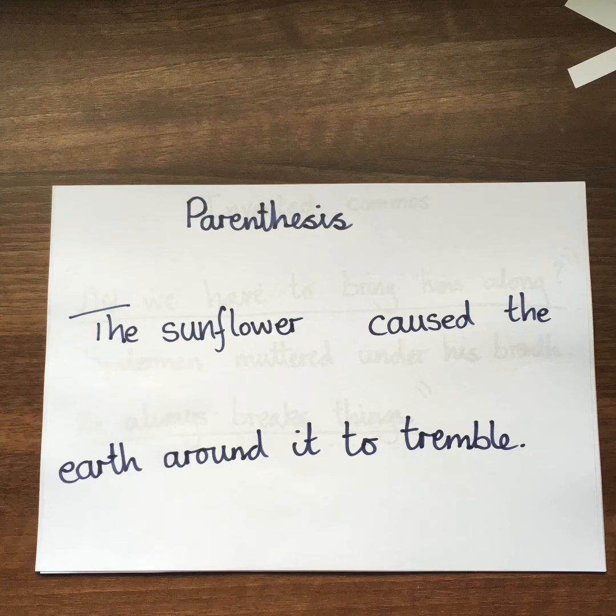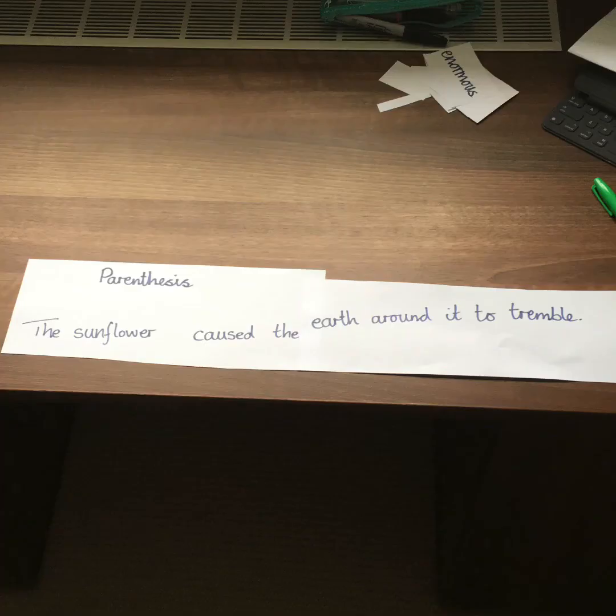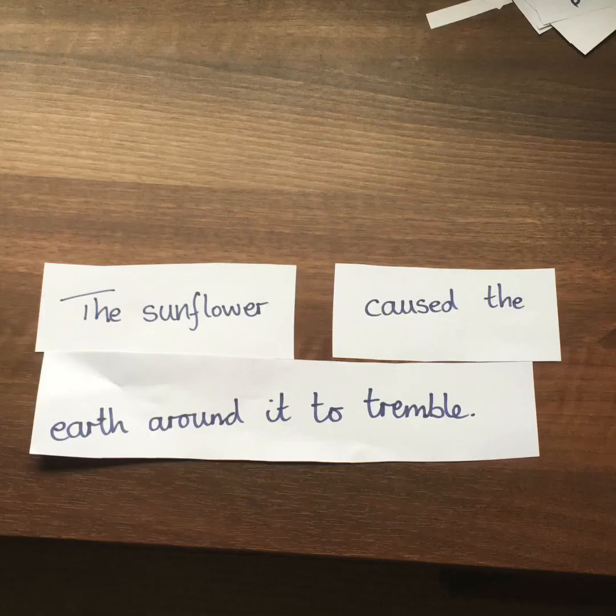We're going to see if we can add brackets to give some extra information to this sentence. The sunflower caused the earth around it to tremble. For our parenthesis, I want to give more information about the sunflower. So this is the whole sentence. The sunflower caused the earth around it to tremble. I've left a gap after the word sunflower. After this noun, I'm going to put some extra information, so I need to think of something else to tell the reader. It needs to be important information. It needs to be interesting.